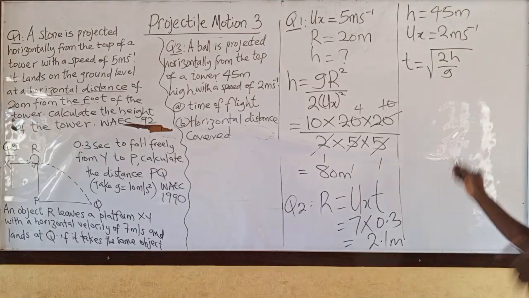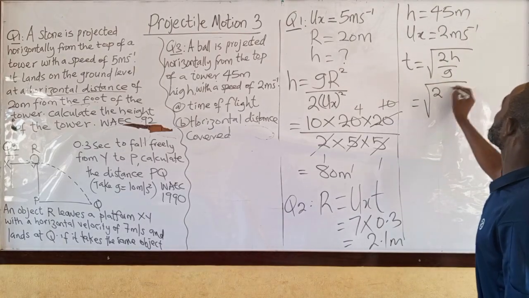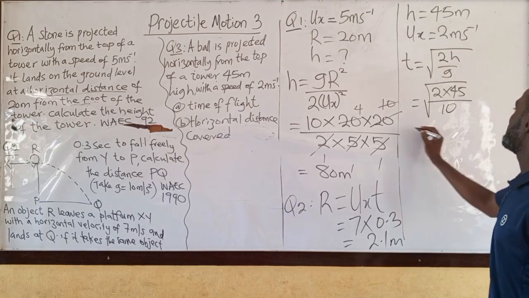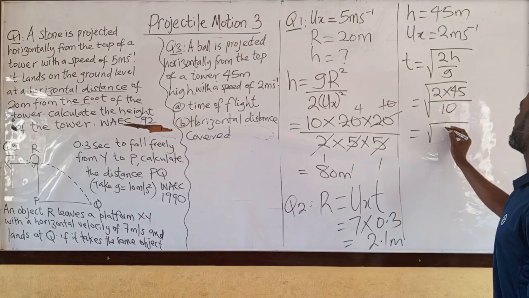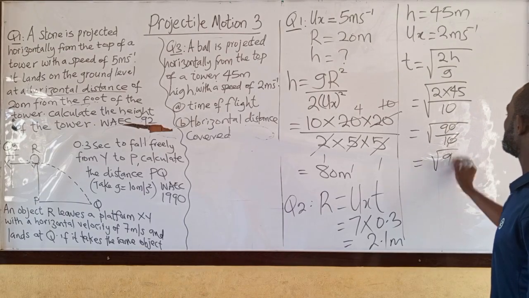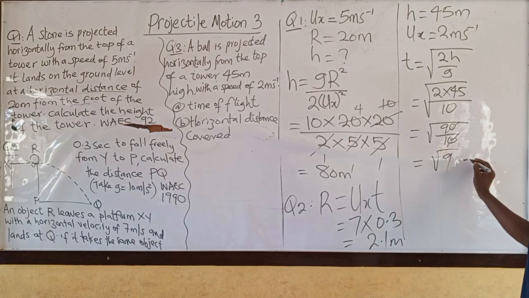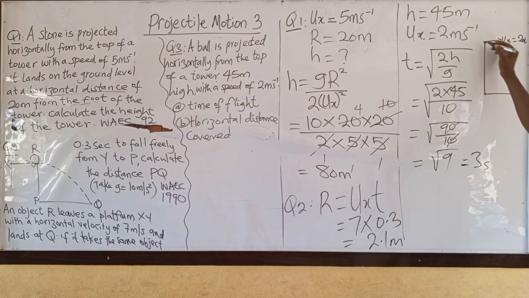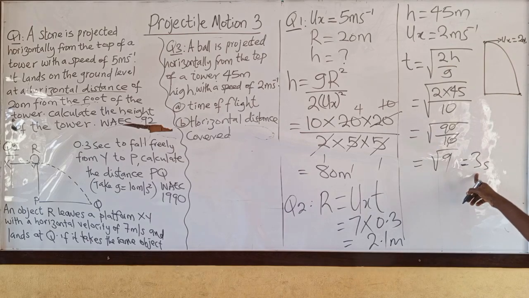As simple as that. So now we have root of 2 times our H, 45, all over our g, which is 10. This is root of 90 over 10, which is root of 9. And what's root of 9? 3 seconds. That is the time of flight, which is the time from this place to this place. Our U of X is 2 meters per second.